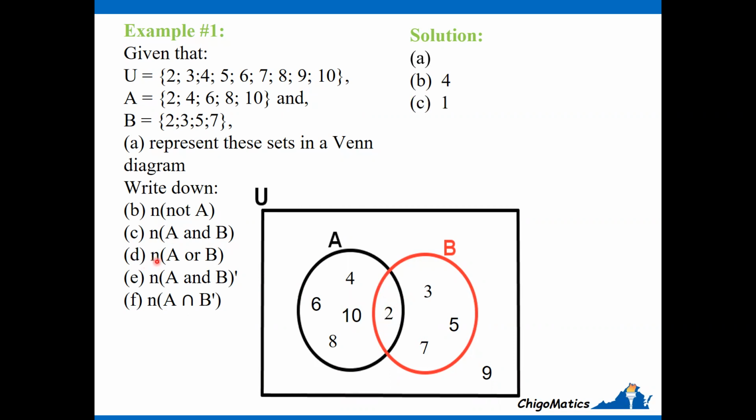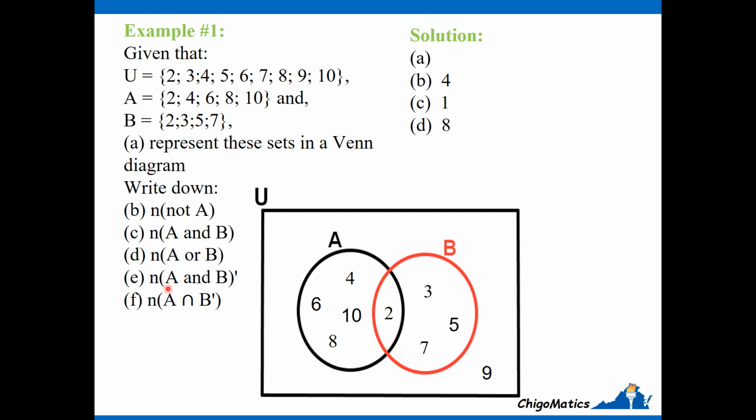Then the number of elements in A or B, meaning A or B is representing the union of A and B. Union means we are bringing all the elements together, those that are in A and those that are in B. To simply do that, we count 1, 2, 3, 4, 5, 6, 7, 8. So they are 8. So D is 8.